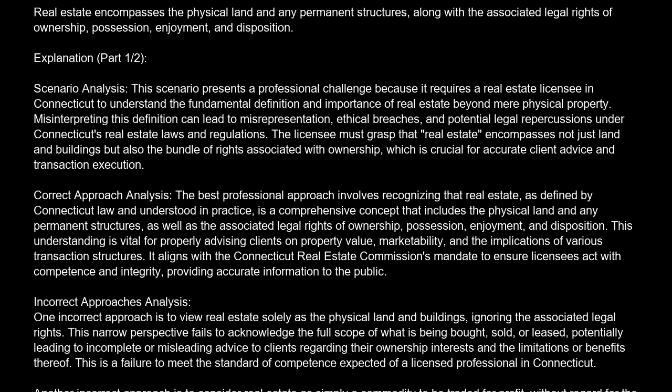Another incorrect approach is to consider real estate as simply a commodity to be traded for profit, without regard for the legal and ethical obligations owed to clients and the public.